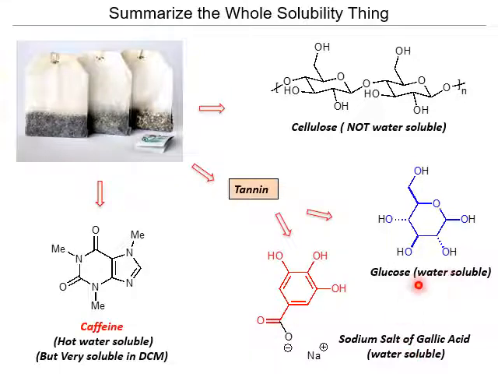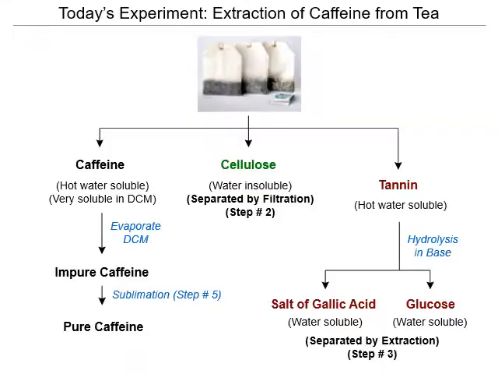Both are water soluble, especially if you add that base. Cellulose is not water soluble, so we should not be that concerned for that compound too much, right? Again, here we have the three components: caffeine, cellulose, and tannin. Since cellulose is water insoluble, you can separate that by simple filtration, and we'll see how easy it can be.